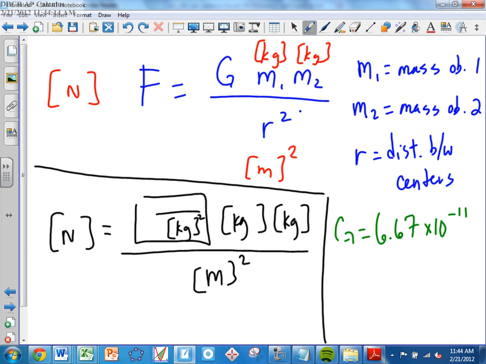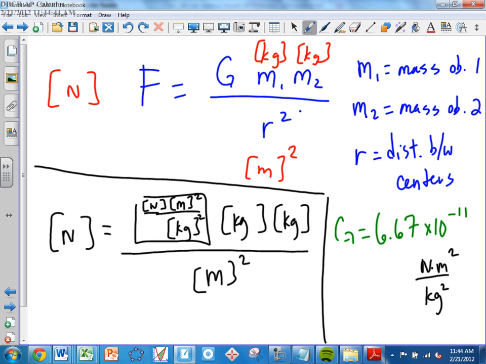Good. If I want to get rid of meters squared in the bottom, how do I get rid of it? Put it in the top. So put a meter squared up top. And if I want newtons as my answer, and it's on the top, not the bottom, how do I get newtons over here? Put it up top. So your units are newton meters squared per kg squared.